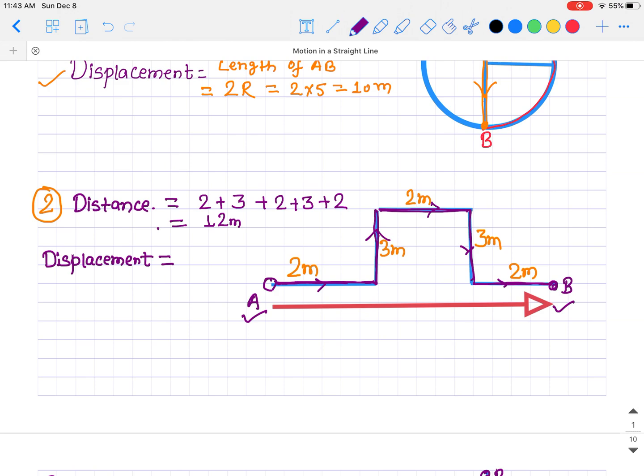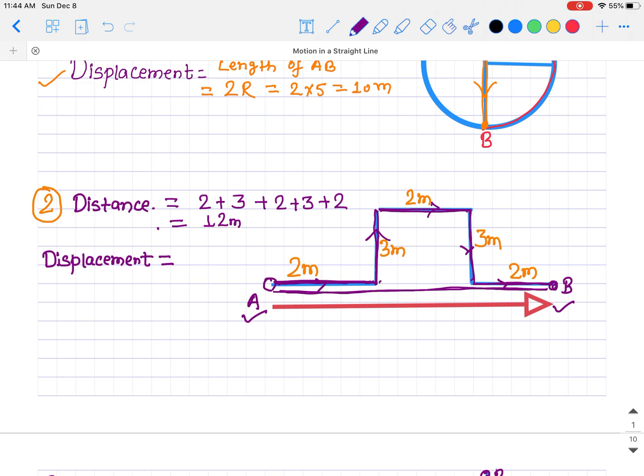Now let's calculate the displacement. What is displacement? The displacement is, again, if you connect a straight line from point A to point B, then this length here, which is shown by this arrow here, gives you the total displacement. So let's calculate the length here. What is this length here?